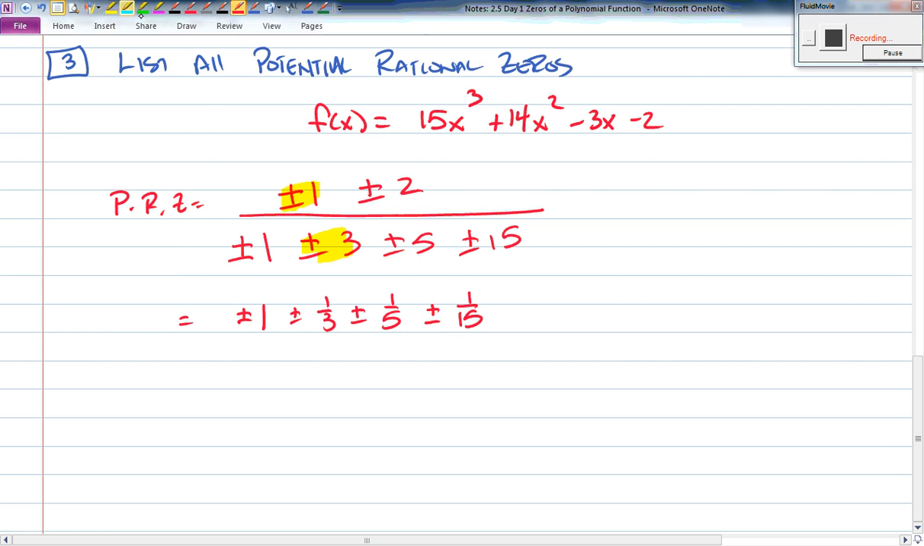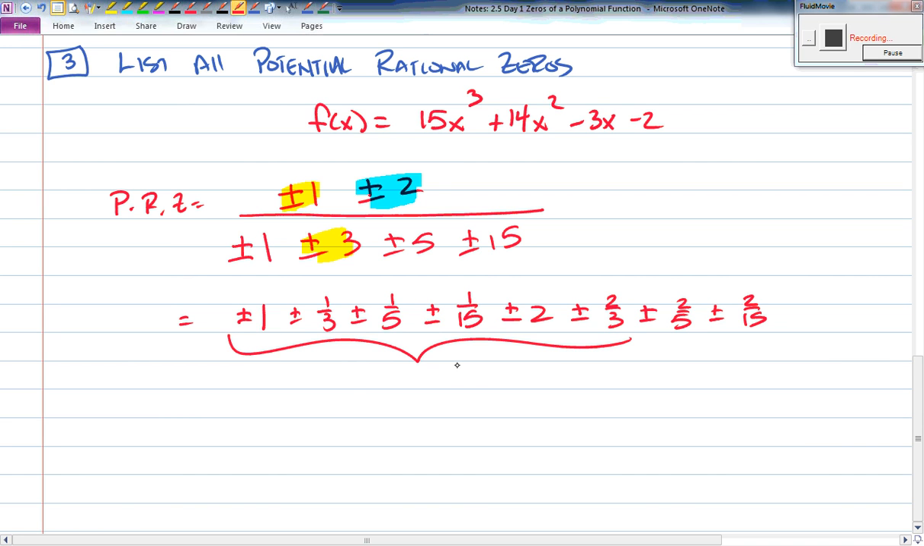Now go to the 2. Switch over to the 2. What do you have? Plus or minus 2. Plus or minus 2/3. Very good. Plus or minus 2/5. Very good. Plus or minus 2/15. Good. So I got 1, 2, 3, 4, 5, 6, 7, 8, double. So I have 16 total possible rational zeros. That's a lot. That's a lot of them, right?